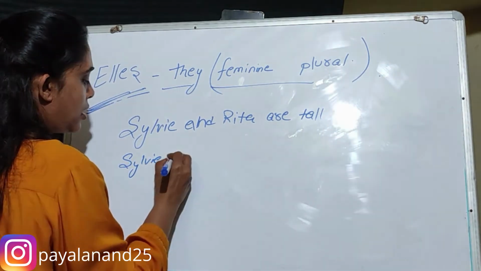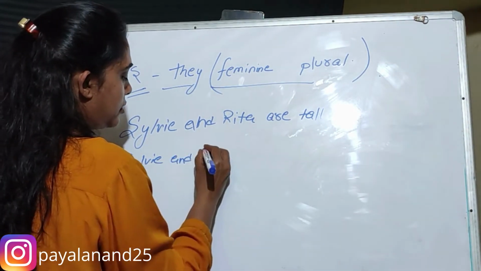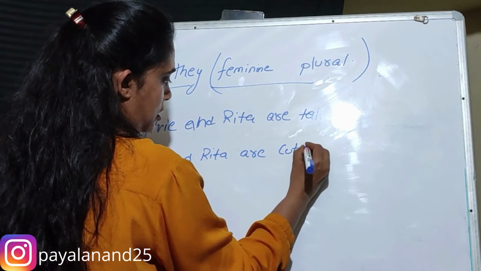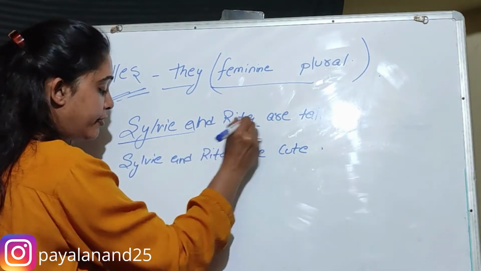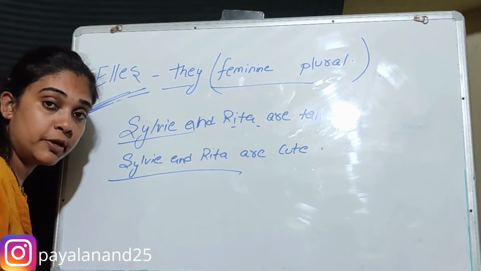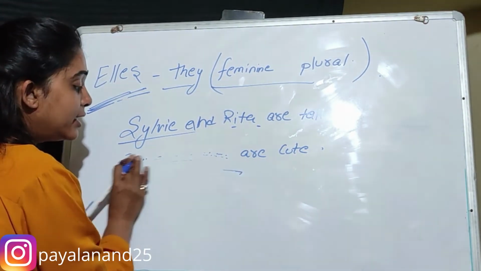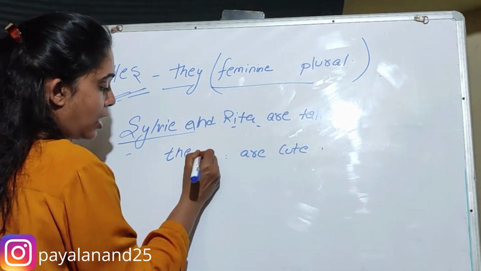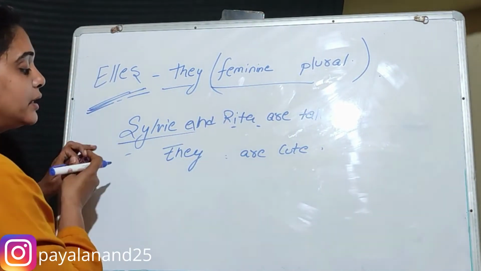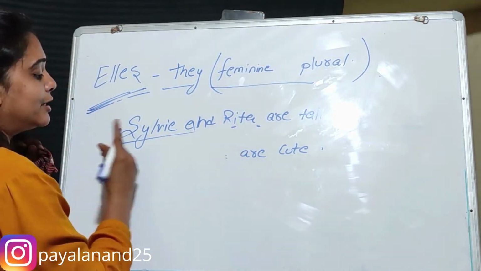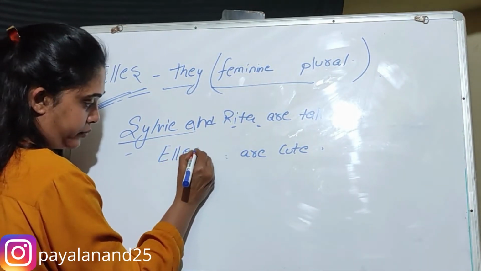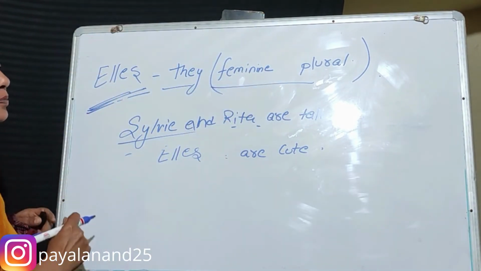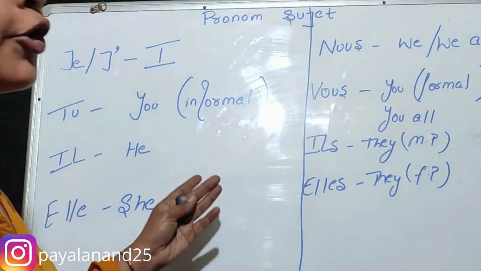Sylvie and Rita are cute. What am I repeating here? Sylvie and Rita in the second sentence also. How do we replace it? By saying "they" in English. Sylvie and Rita are tall, by saying "they are tall". But in French, we replace it with the "elles" form. Elles, plural, feminine plural. That's the final pronunciation.